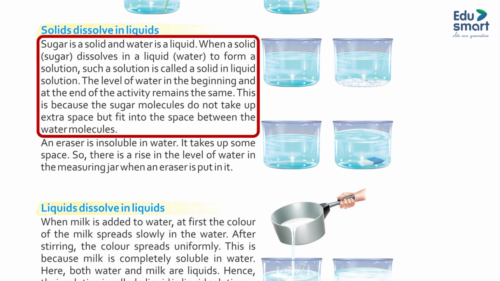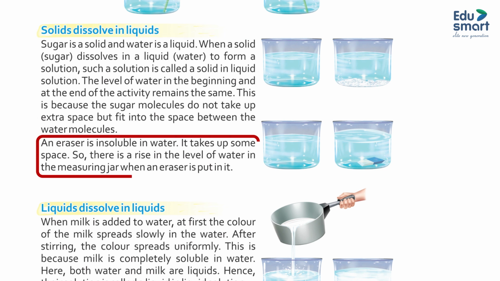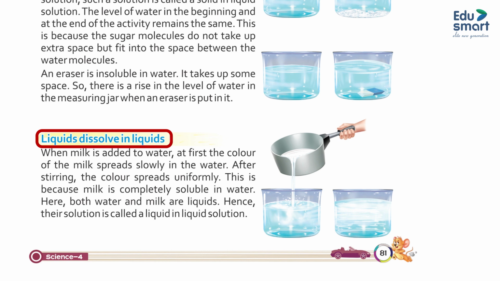When a solid, sugar, dissolves in a liquid, water, to form a solution, such a solution is called a solid in liquid solution. The level of water in the beginning and the end of the activity remains the same. This is because sugar molecules do not take up extra space but fit into the space between the water molecules. An eraser is insoluble in water. It takes up some space, so there is a rise in the level of water in the measuring jar when an eraser is put in it. Liquids dissolve in liquids.